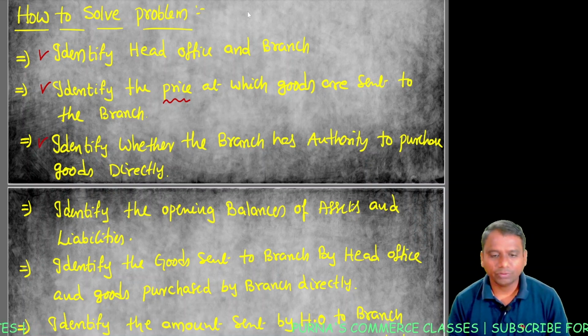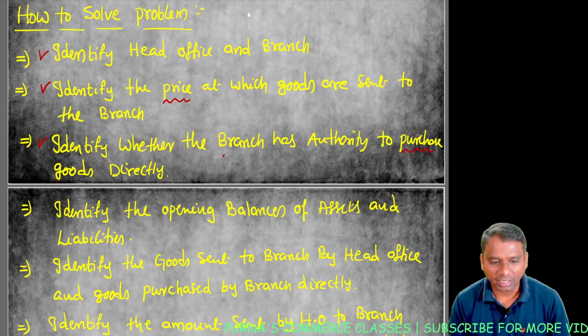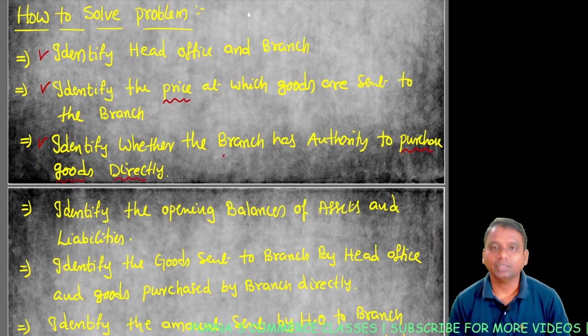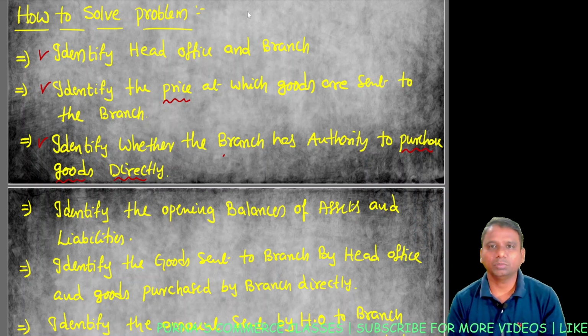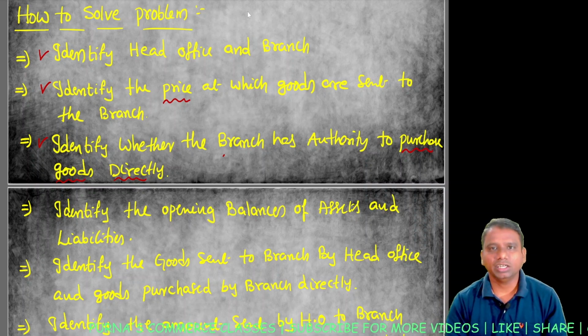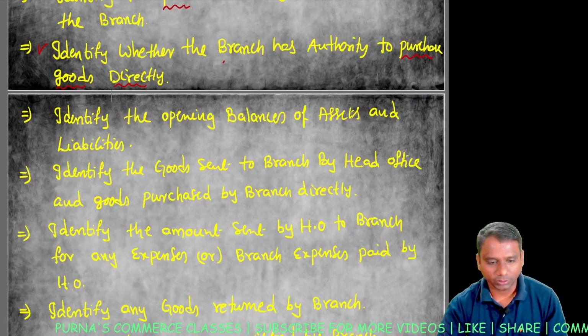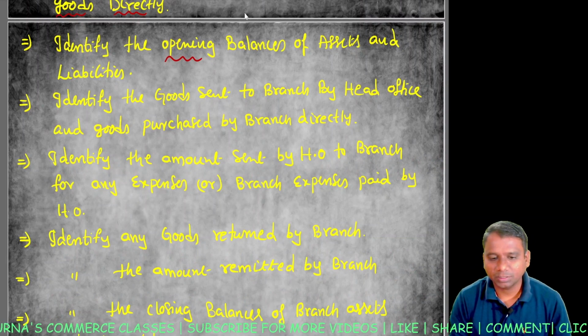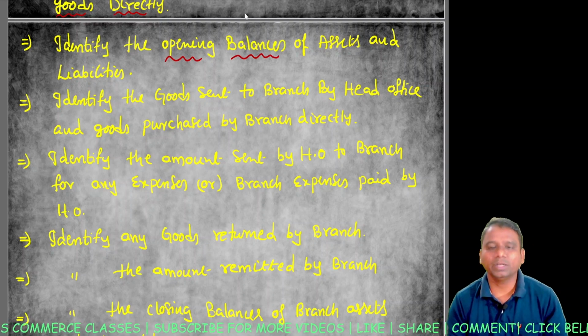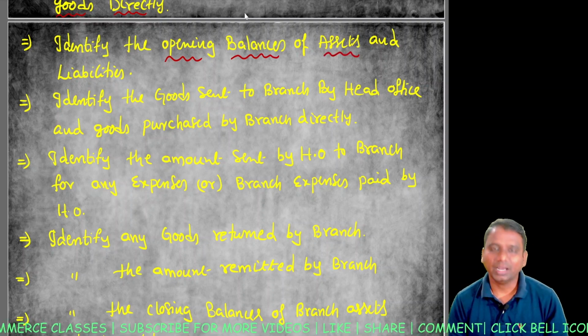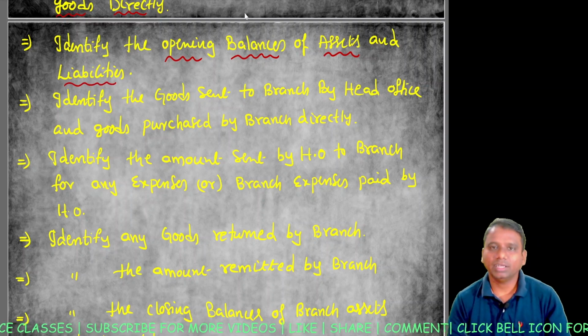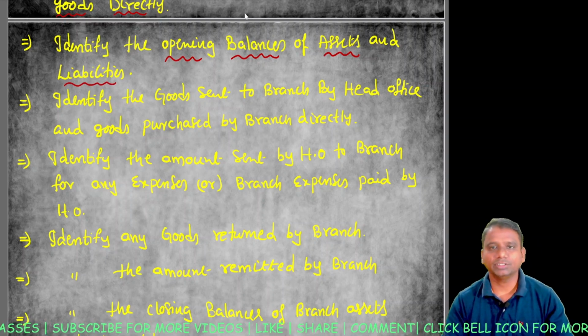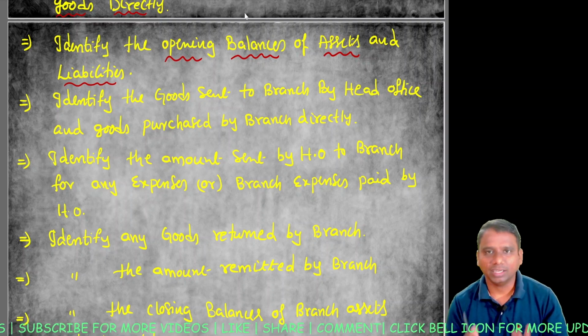Next, identify whether the branch has authority to purchase goods directly. Generally, goods are sent by the head office to the branch. In some cases, the branch is given some authority to purchase the goods directly. Check it once. Next up, identify the opening balances. Immediately, see if there are any opening balances of assets and liabilities. If you have opening balances of assets and liabilities, first present them in the branch account.